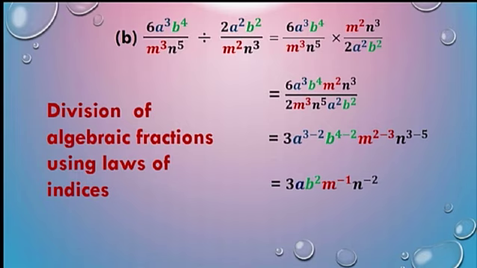Now we are going to use another law of indices, which is the negative index. m power minus 1 is the same as 1 over m, and n power minus 2 is the same as 1 over n power 2. So we can write the final answer as 3a b power 2 over m n squared.